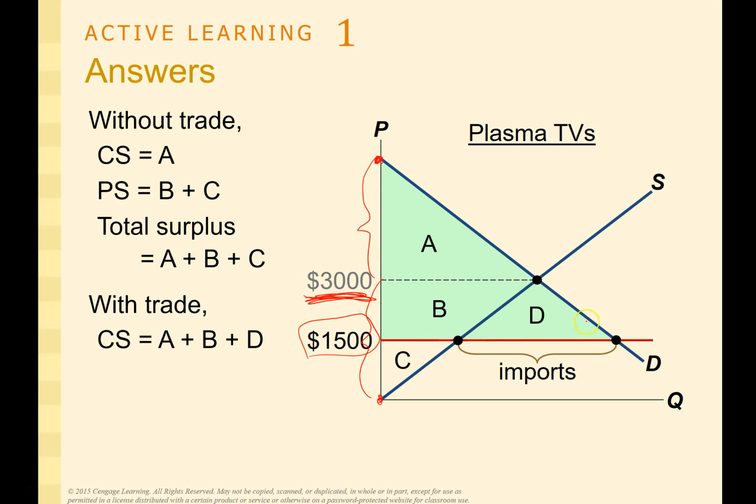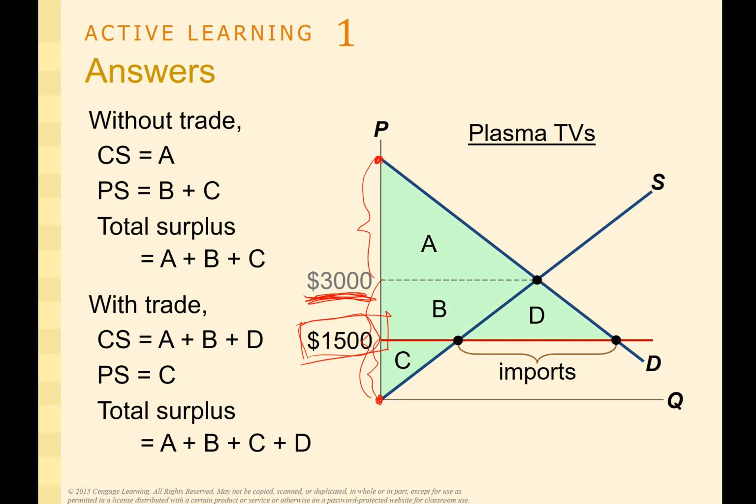So now you're going to have this entire green triangle be your area of consumer surplus if we're trading at the world price. Producer surplus, however, shrinks. And again, it should make some sense to you that if they're selling fewer at a lower price, the producer surplus is going to decrease as well. So the producer surplus, the difference between what they're actually receiving in the market and what they'd be willing to sell them for, is going to be just that area of C.